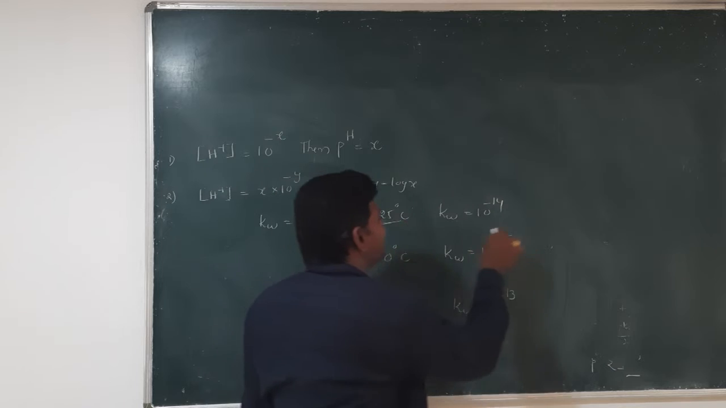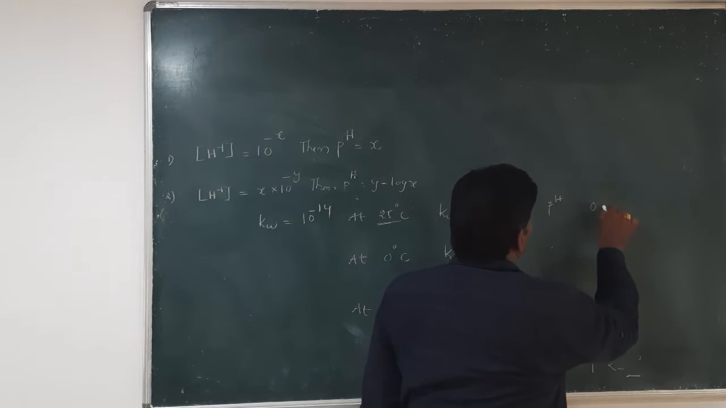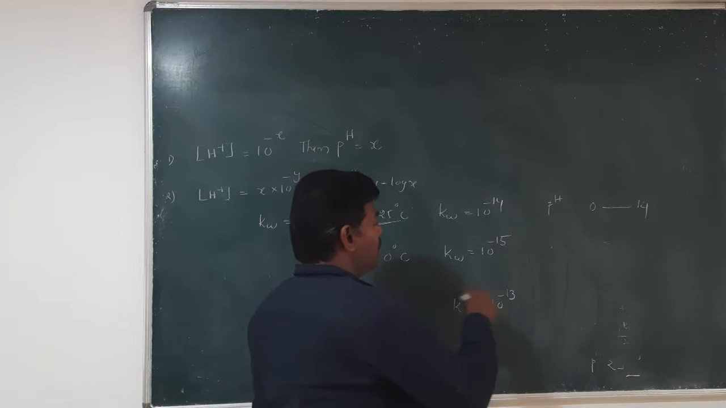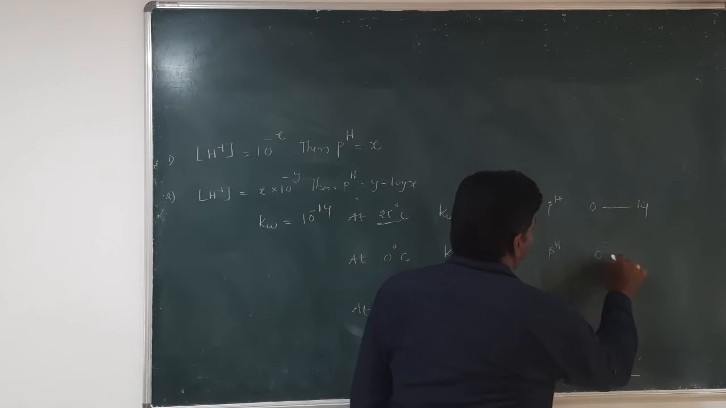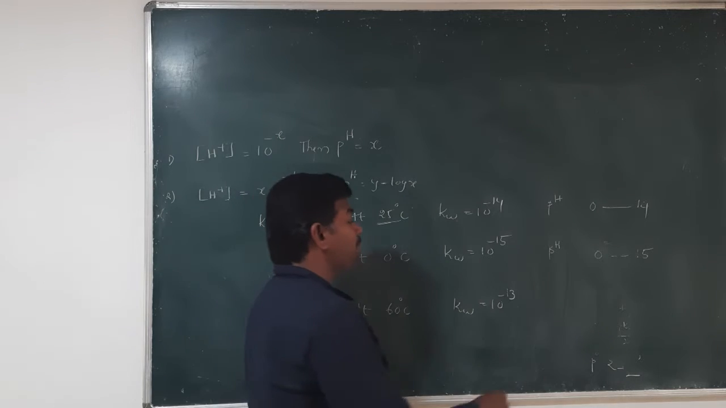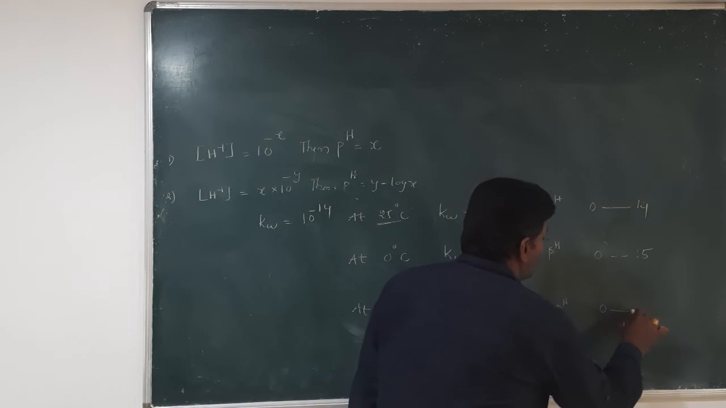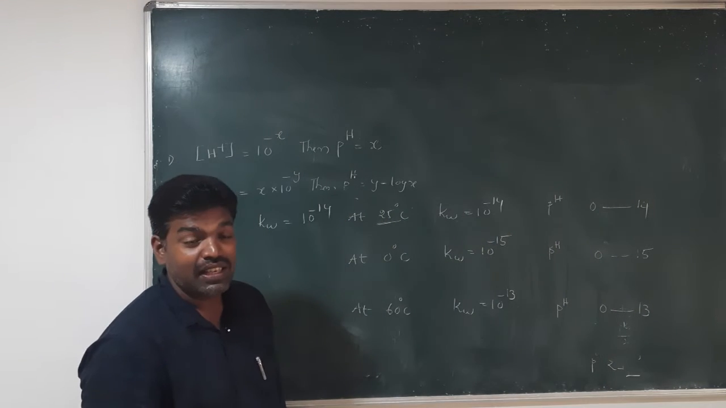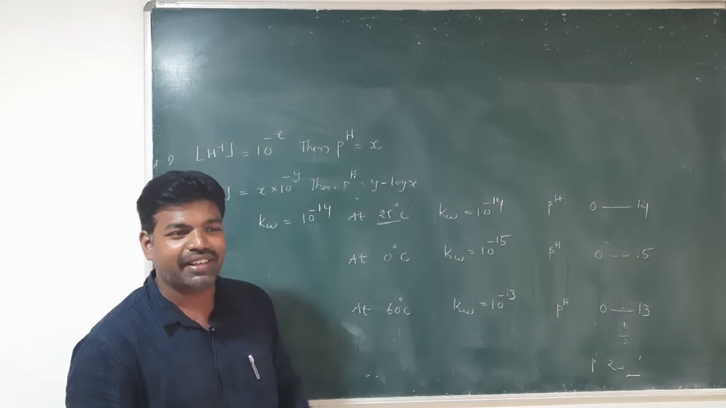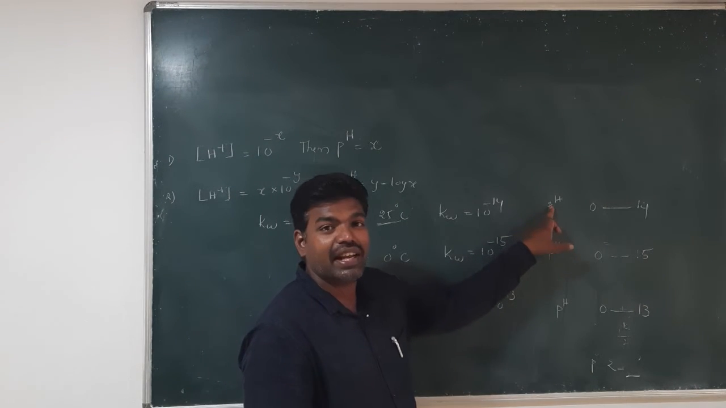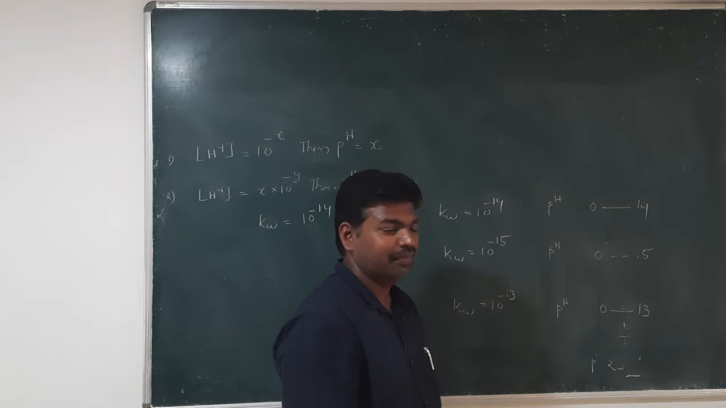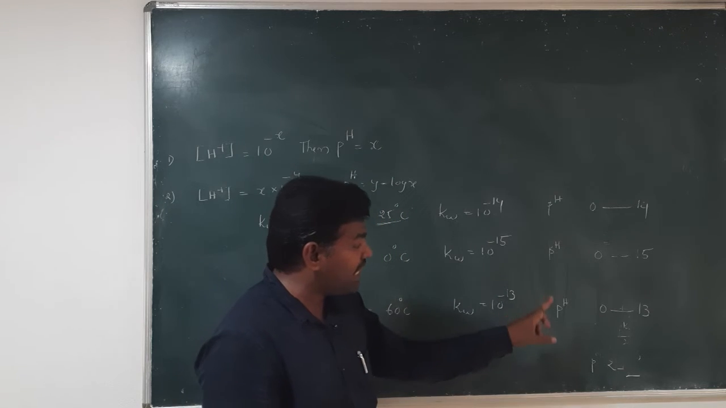At 25 degrees centigrade, pH scale ranges from 0 to 14. But at 0 degree centigrade, pH scale ranges from 0 to 15. But at 60 degrees centigrade, pH scale ranges from 0 to 13. These are very important points that you should keep in your mind. At 25 degrees centigrade, pH scale ranges from 0 to 14. At 0 degrees centigrade, 0 to 15. At 60 degrees centigrade, 0 to 13.